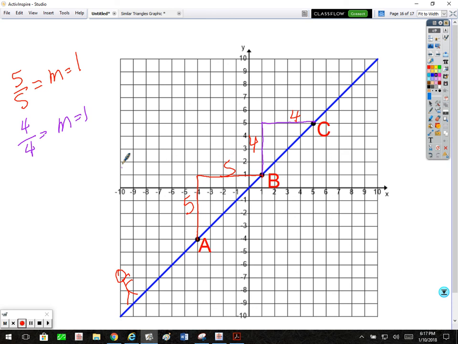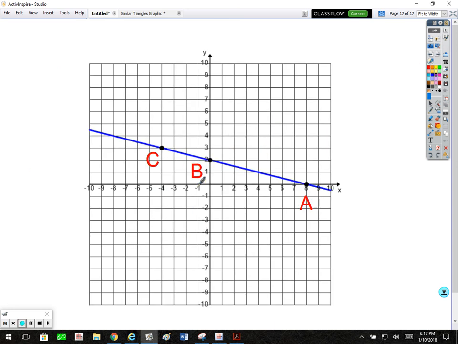So what this tells me is the slope between A and B is the same as between B and C, which means these two triangles are similar. They are similar triangles because the simplified ratio of both of these triangles is the same, 1 and 1. All right, let's try another one.